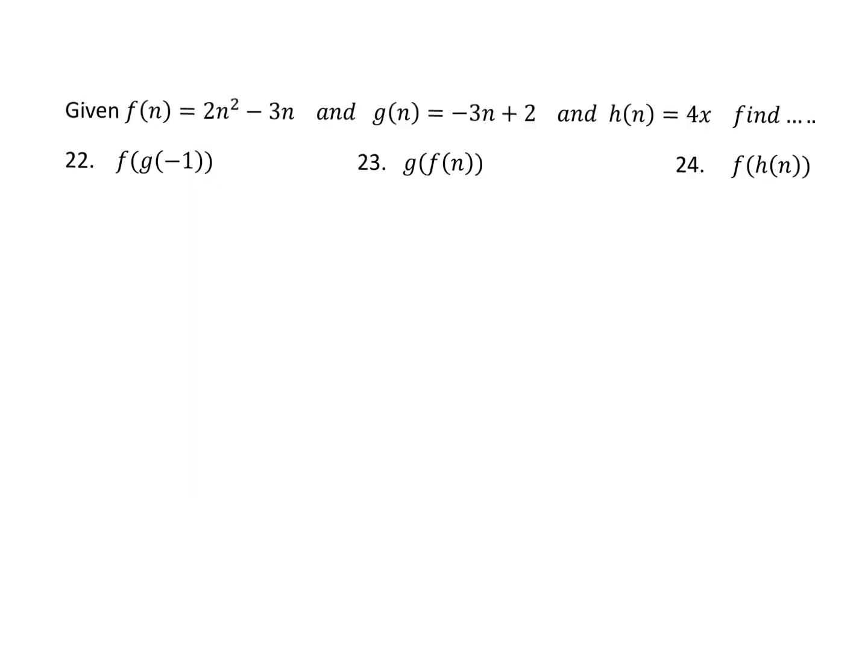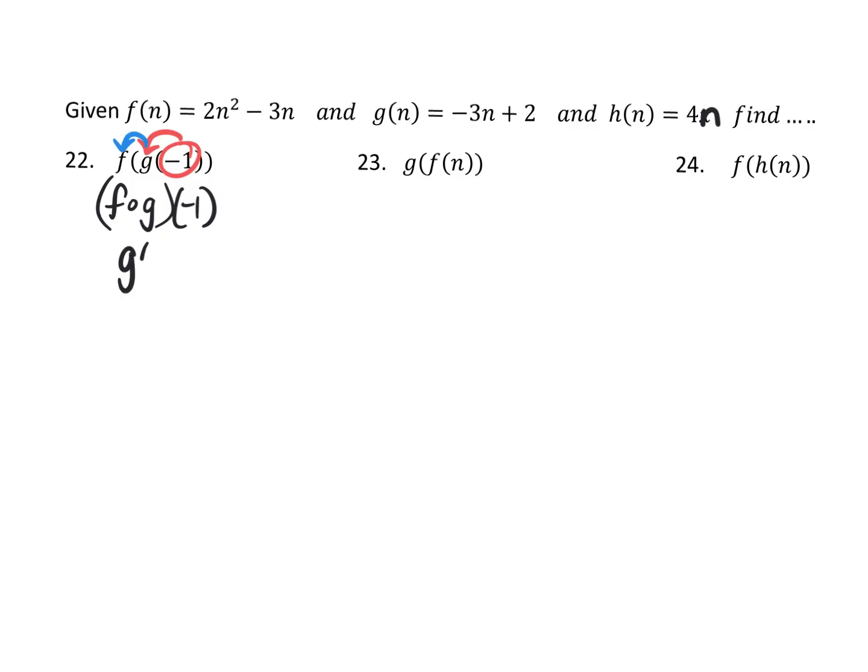Okay, so given these three functions, f, g, and h, this should be an n. So that should be 4n. Find f of g of -1. Now, just a side note, your notation could also be f with a little circle, g of -1. That means the same thing. It means take -1, plug it into g, take that answer, and plug it into f.